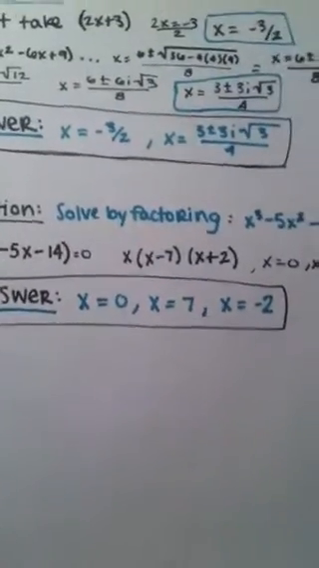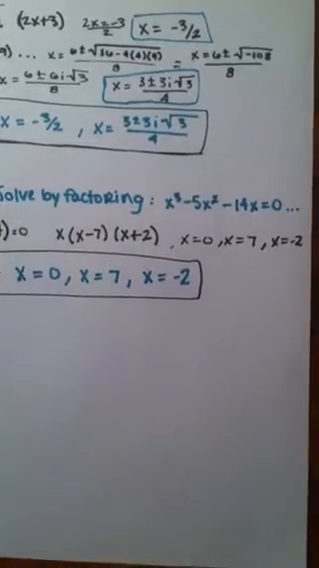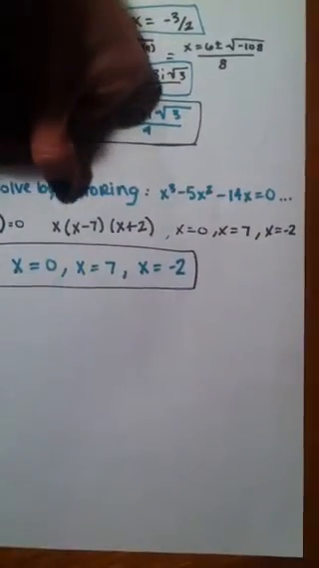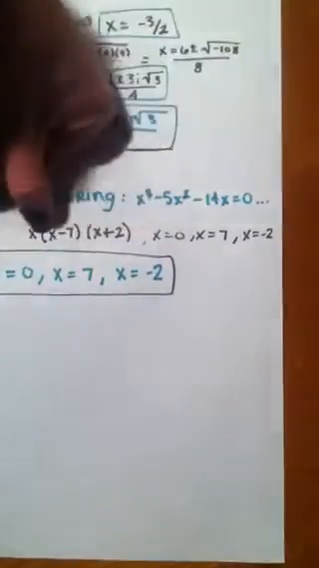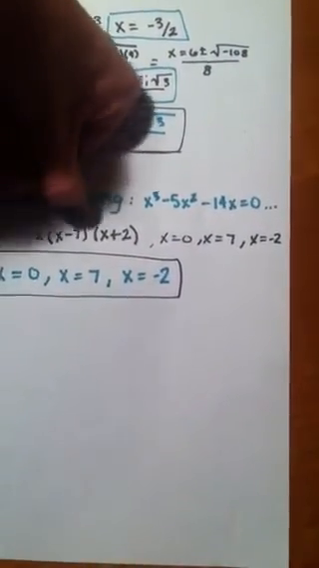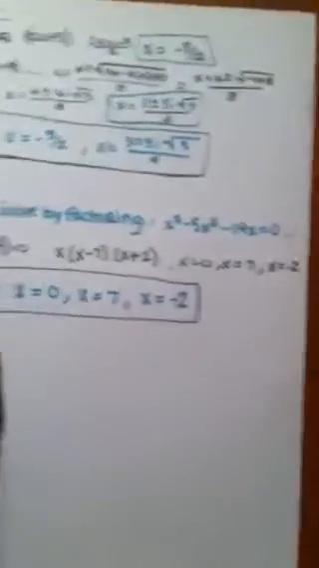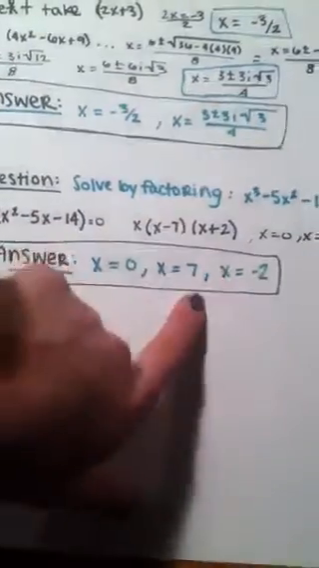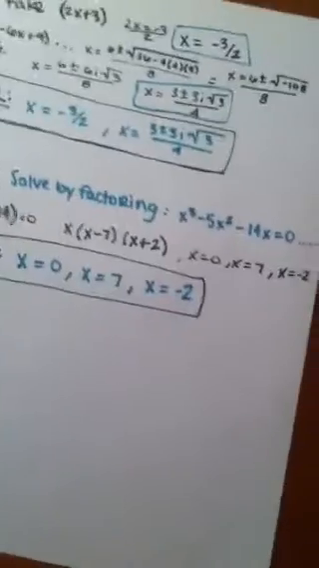So then you want to find your zeros, or your roots, and x, since it doesn't have a parentheses, is equal to 0, and then x plus 2, add 7 to both sides, x is equal to 7, subtract 2 from each side, x is equal to negative 2. So your answer is x is equal to 0, 7, and negative 2. Those are my corrections for the non-calculator part of the test.